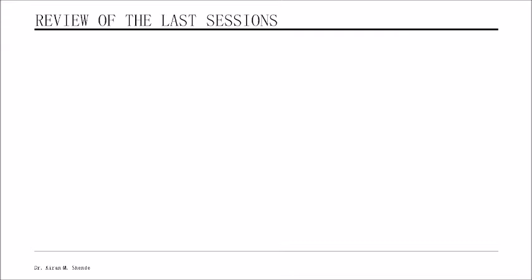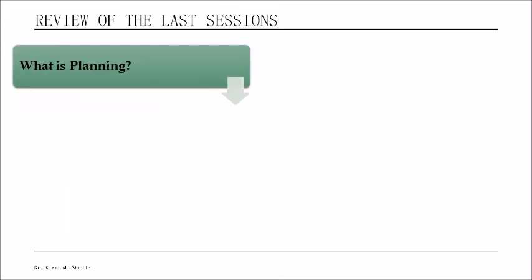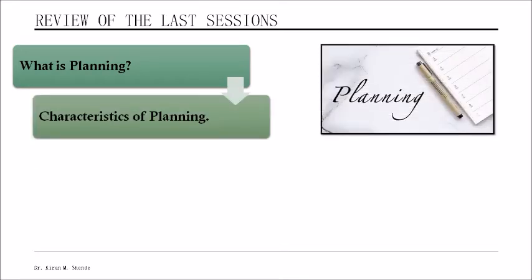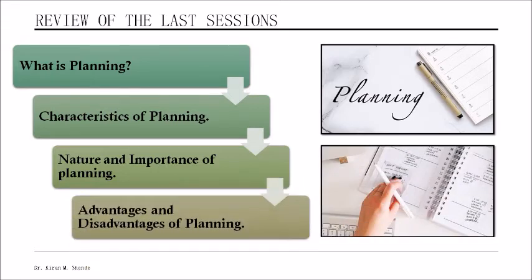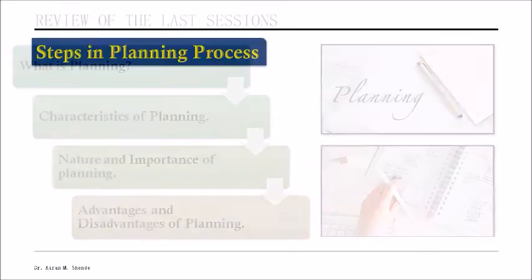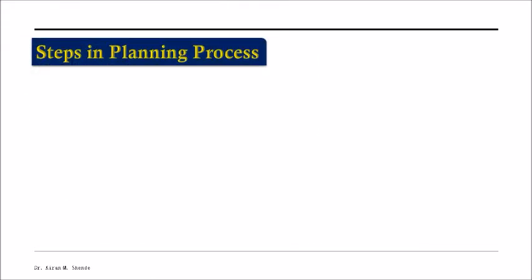Before we get on to the objective, let us take a quick revision of what we have understood in the previous sessions. We have understood what is planning. We have also understood various characteristics of planning. We have understood the nature and importance of planning. And lastly, we have also understood various advantages and disadvantages of the planning process. So this is what we have understood in the previous parts, that is part 1 and part 2. Let us now begin with part 3, that is steps in the planning process.